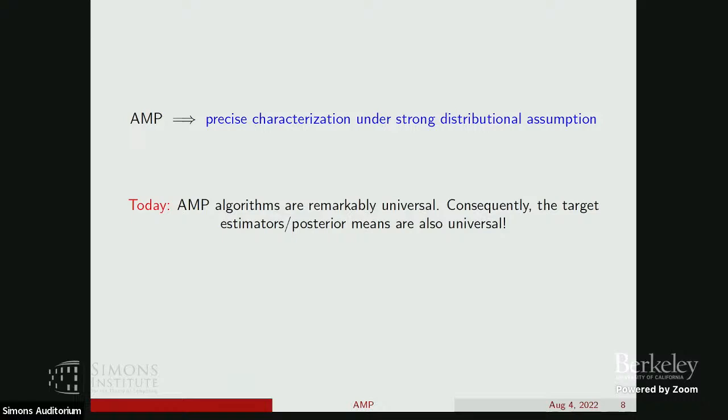Okay. So what I'd like to argue today is that AMP algorithms as such are remarkably universal to the distribution of your ensemble. They don't really care as much. They're very robust. And therefore, because these algorithms can be used to track a variety of statistical estimators, the properties of the estimators will also be universal. Essentially, AMP algorithms and their universality can be a way to get at the universality of the estimators that you care about. That's the perspective that I'm going to adopt.